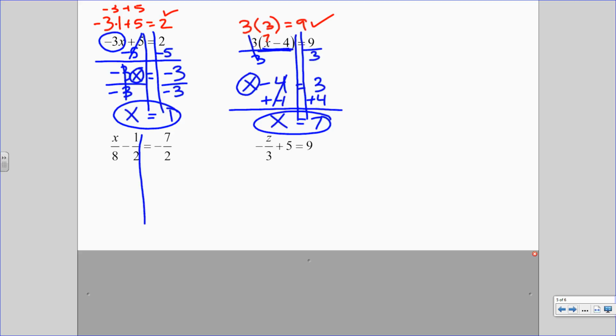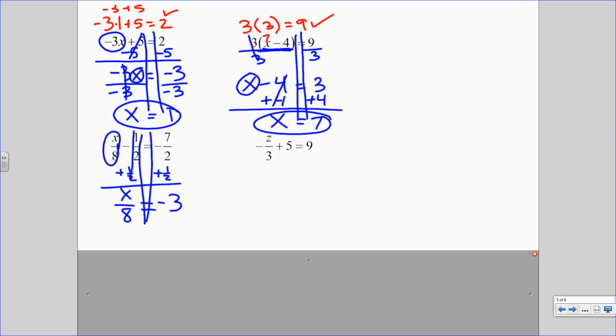On this next problem, I find the term with a variable. It's right here. I want to leave that alone and figure out what's happening to it. It's being subtracted by a half. The opposite of subtraction is addition. So I'm going to add 1/2. Cancels on this side and leaves me with x divided by 8 equals, and I have a negative 7/2 plus 1/2, which makes a negative 6/2. And negative 6 divided by 2 is just a negative 3. So now I've got x divided by 8 equals negative 3.